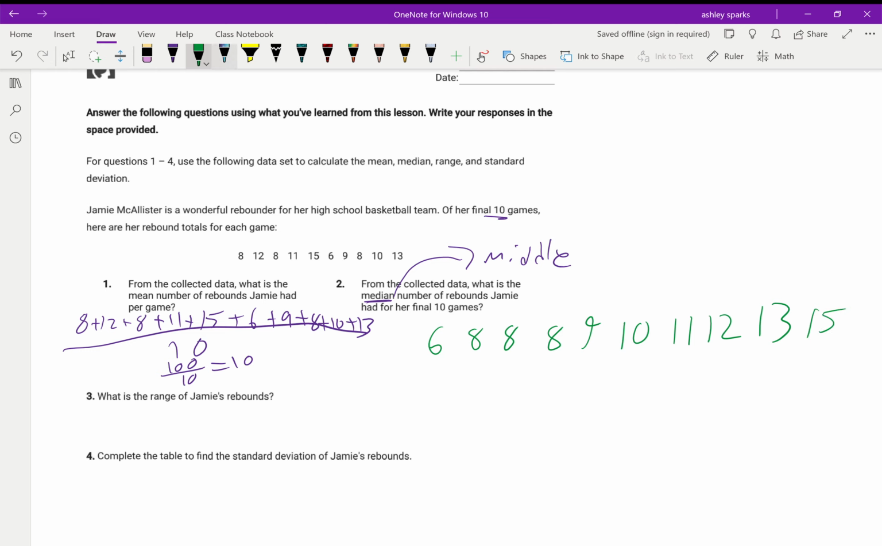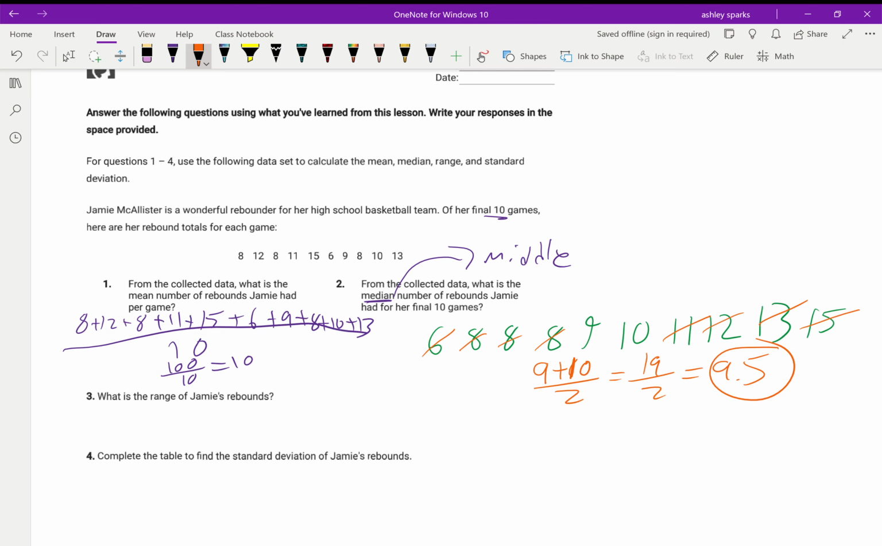Okay? And what we want to do from here is cross them out till we get to the middle. So I go from the bottom, top, alternating, bottom, top. In this situation, you see we have two middles. When you have an even number, if we only had 9 games this wouldn't have happened, but when you have an even number like this, you simply add them together and divide by 2. So I would get 19 divided by 2, which is 9.5. Okay, so that is our median.